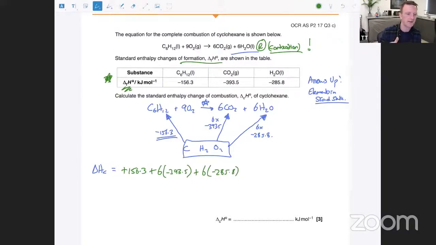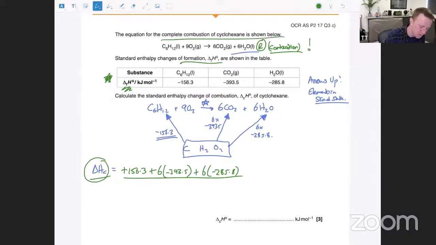Why did I write delta HC, not F? I wrote delta HC here because that is what we're calculating. These are delta HF values that we're using to find the delta HC, which is this equation here, because that is the complete combustion of cyclohexane. We're looking to find the enthalpy change of combustion of cyclohexane. So that's what the question's asking for. That's what Megan said, yeah? So that's why it's delta HC. And that's what can get confusing, isn't it?